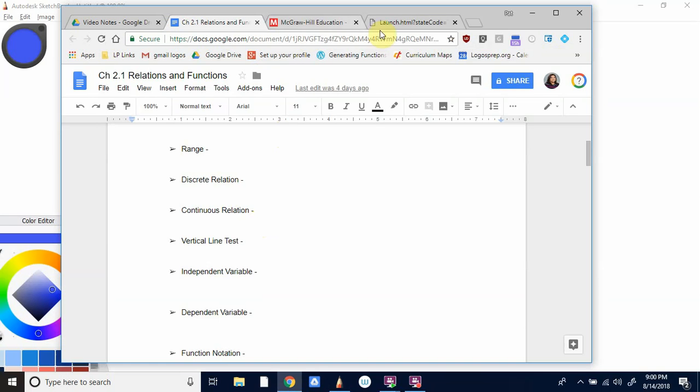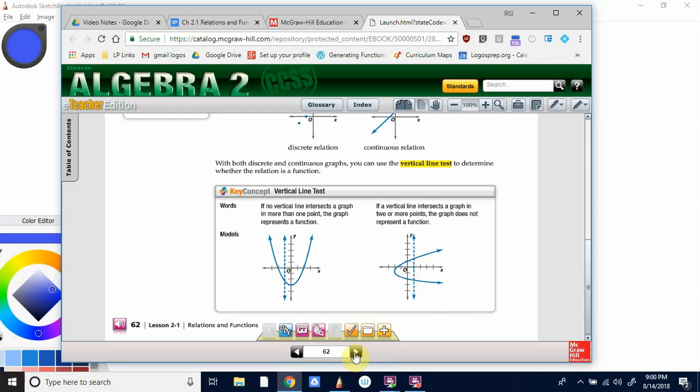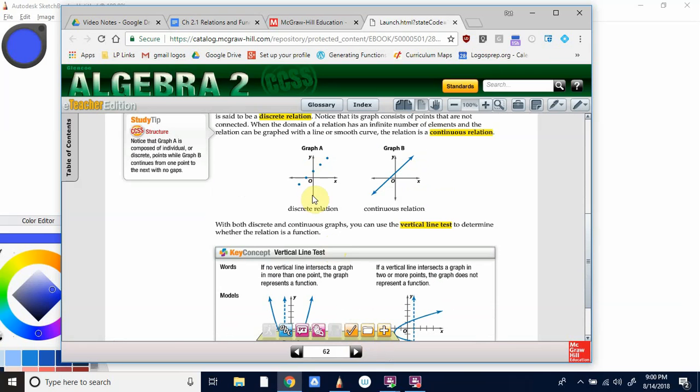for this one is simply going to be when you have a bunch of points. So a discrete relation is a relation in which the domain is a set of individual points. So this is what we have here, okay? A continuous relation is when you have a relation in which the domain is a set of infinite number of elements of the graph, and it can be with a line or a smooth curve. So it's a continuous line because it has an infinite number of elements in the domain. Okay, so that's the difference in discrete and continuous.